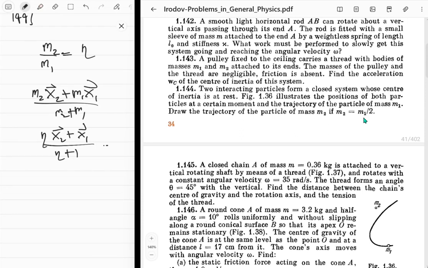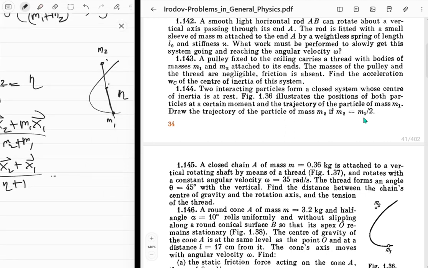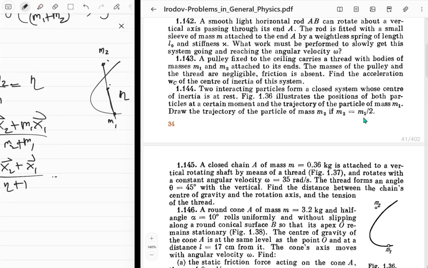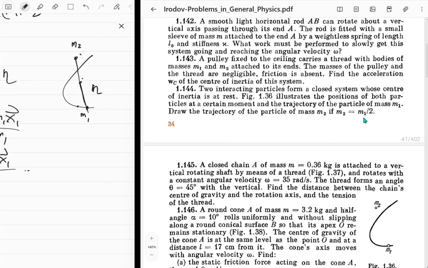Okay. Does that even make sense? It's got to make sense, right? I mean, that's how the center of mass works. And then we need to figure out the trajectory of this thing. How do we do it? As this guy moves, it moves about the center of mass, so it moves about a certain point, and for each of these points you have a certain point like this.